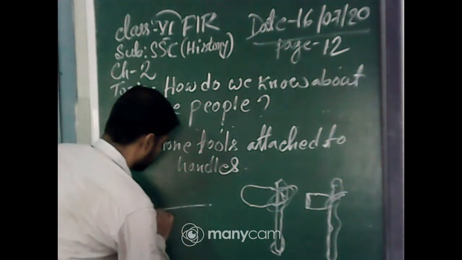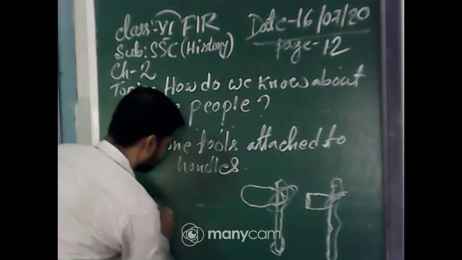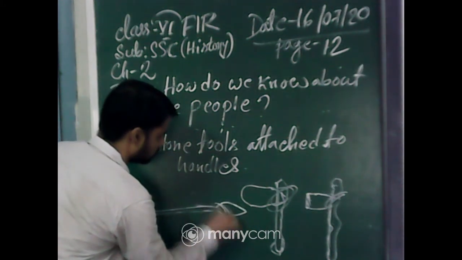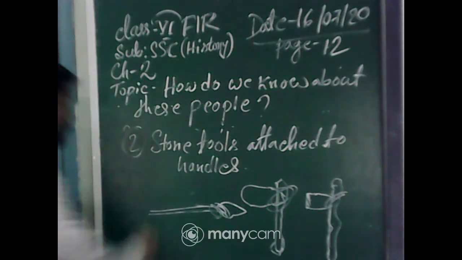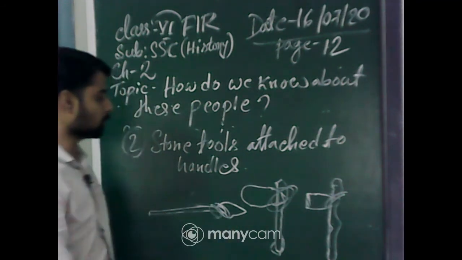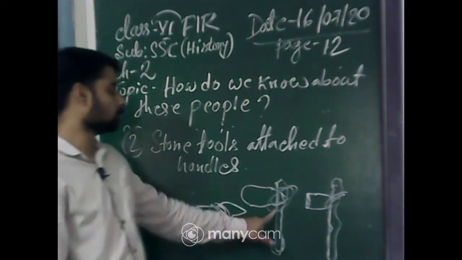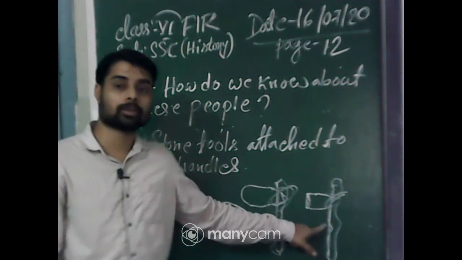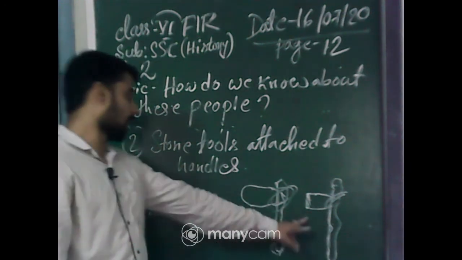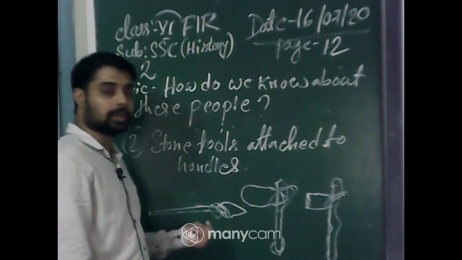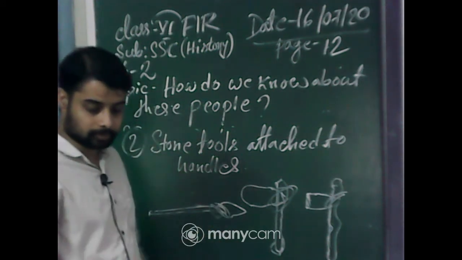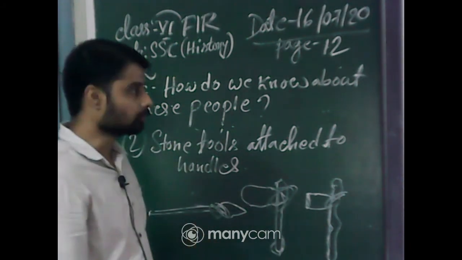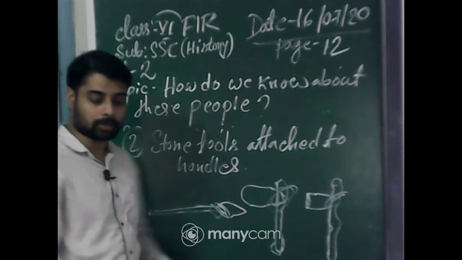Sometimes they attach a sharp stone, like a bow or spear. So, in this way they attached the stone with bones and wood and make different weapons and tools like axe, hammer, spear or bow, or spear or arrow. So, these are the different stone tools.